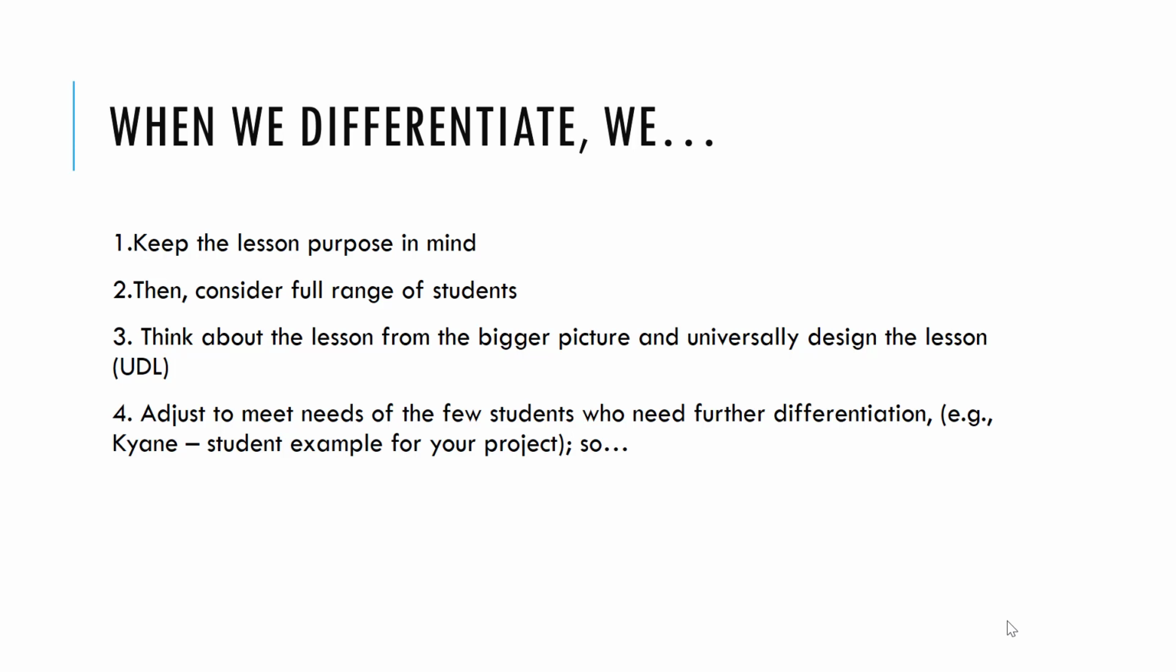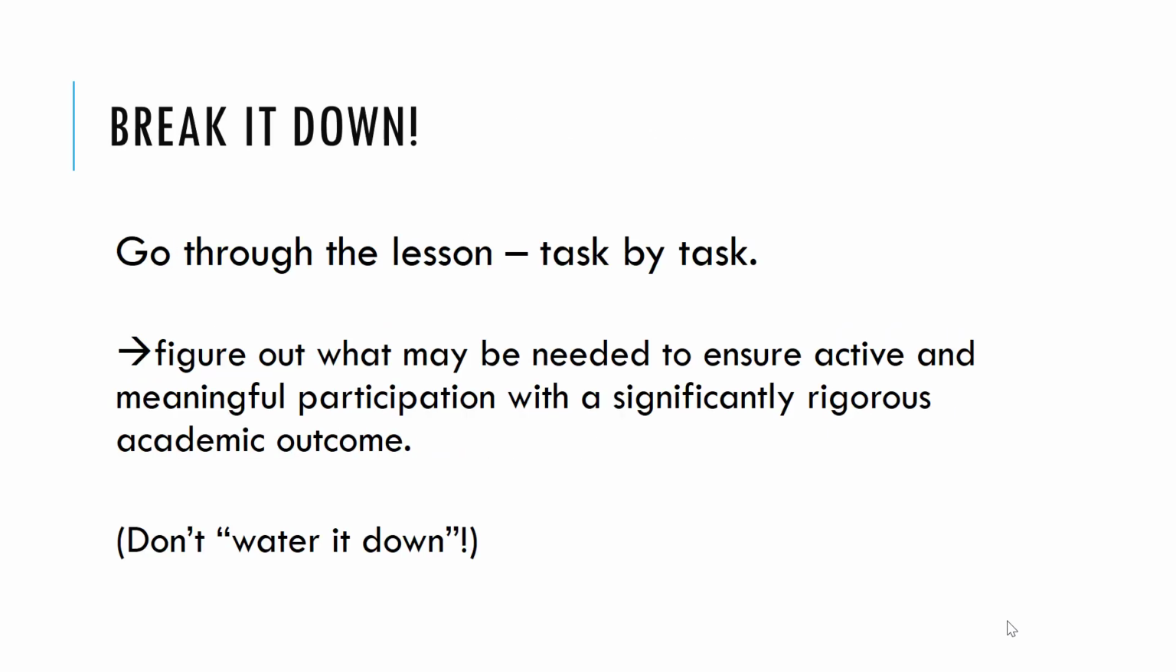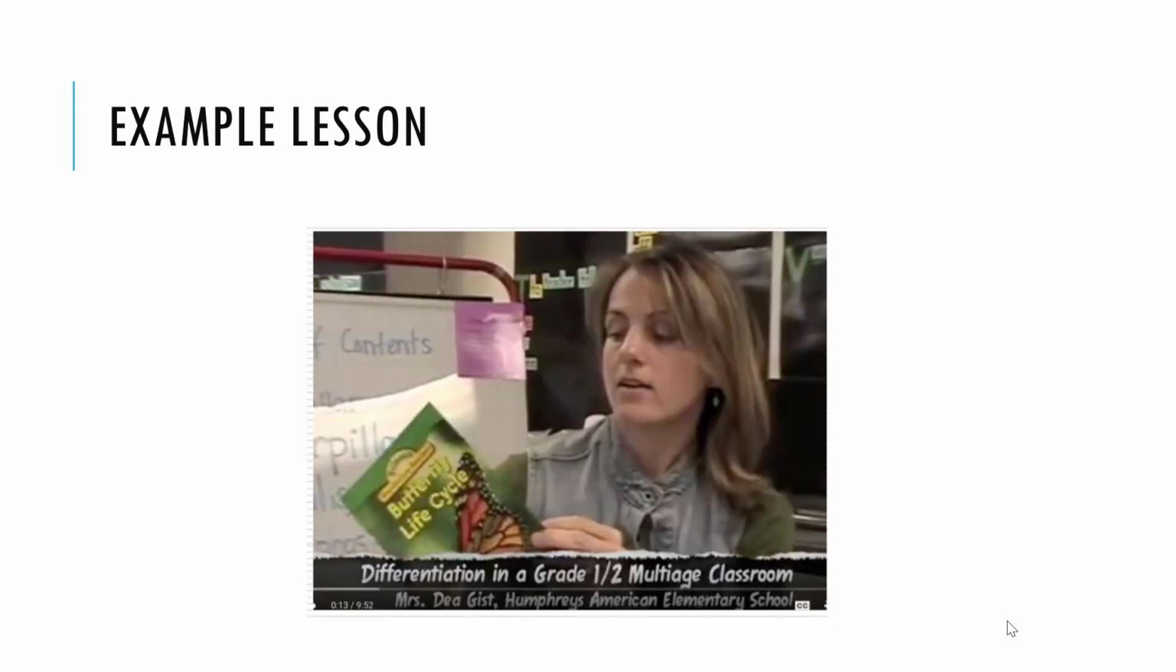One example is Keon, the student that you're using for your differentiation project. So go through the lesson task by task, figure out what might be needed to ensure active and meaningful participation with a significantly rigorous academic outcome. Remember, differentiation is not watering it down.